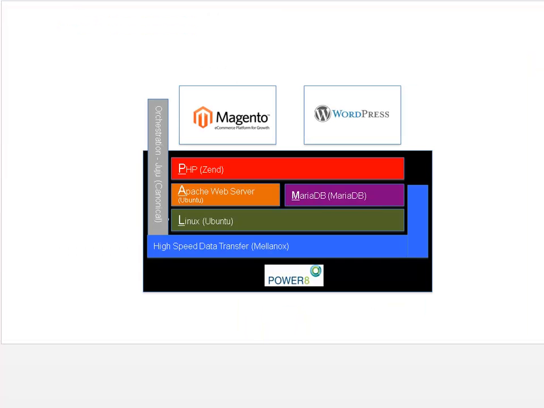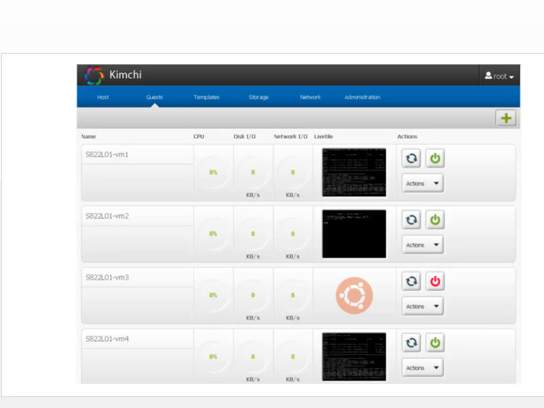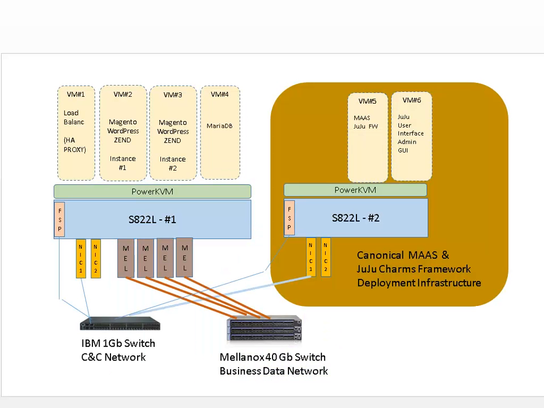This completes our demonstration. In summary, we demonstrated starting with a Power8 Scale-out Linux server that comes with PowerKVM pre-installed, using one of the PowerKVM's management interfaces to provision 4 virtual machines, the Kimchi Web Interface to PowerKVM, which allows one to monitor and manage the virtual machines. Demonstrated the intra-VM throughput provided by the Mellanox 40 gigabit infrastructure.